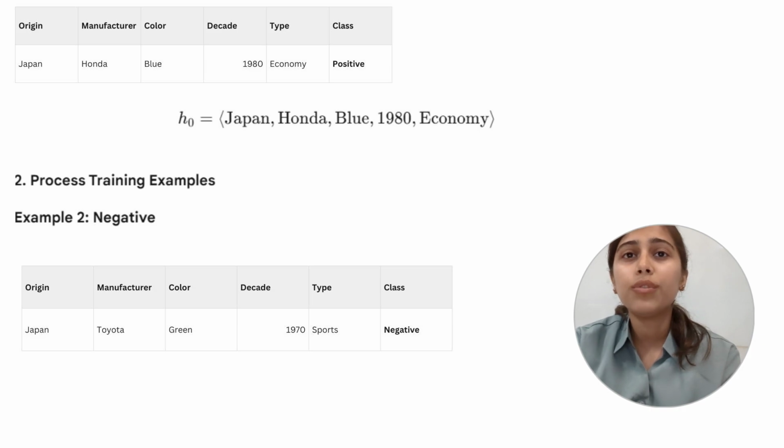Now we will move to the next example, the next row of the table, but the class of that row is negative. So it does nothing. Our hypothesis remains unchanged. It's the same as the previous one.